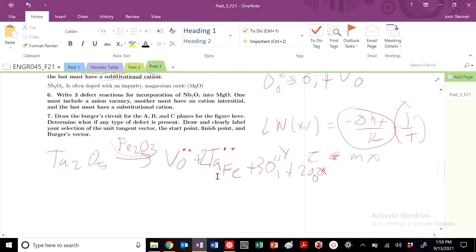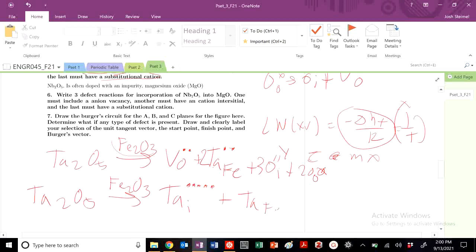Let's see, I need to have a cation interstitial. Ta2O5, Fe2O3. So my tantalum interstitial, so that's going to be 1, 2, 3, 4, 5. Plus, let's do the Ta as well. So 1, 2, and then I'm going to do a vacancy in Fe as well. So that's going to be 1, 2, 3.